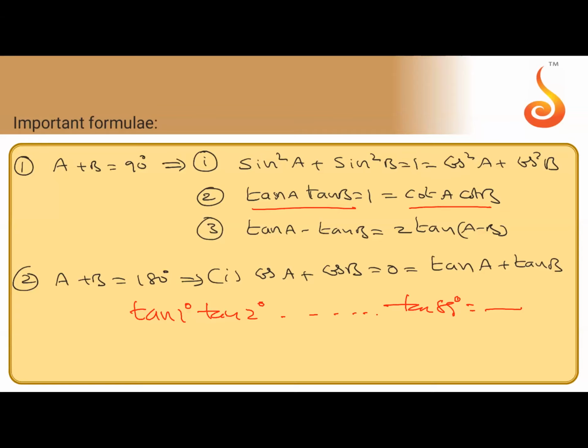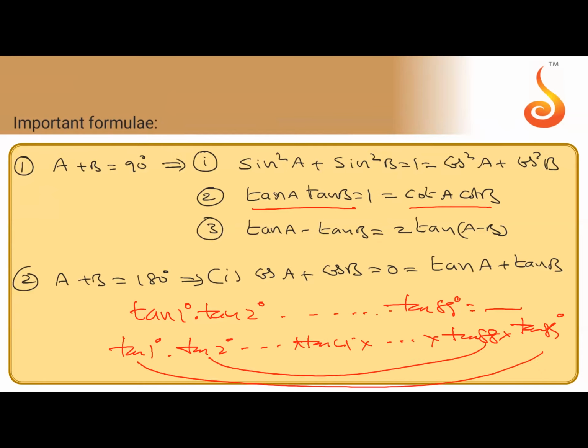You can take grouping because the term here is a product. So tan 1, tan 2, and so on, tan 45 comes, and so on, tan 88 into tan 89 comes. Correct now? So tan 1 with tan 89 is 1, tan 2 with tan 88 is 1. Not 0. It is 1 only, the product term. It is 1 because the sum of the angles is 90.